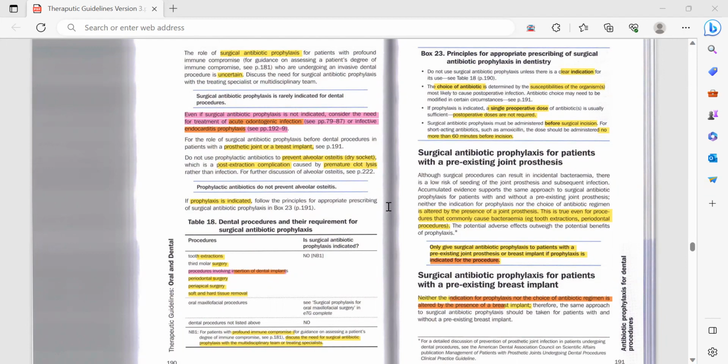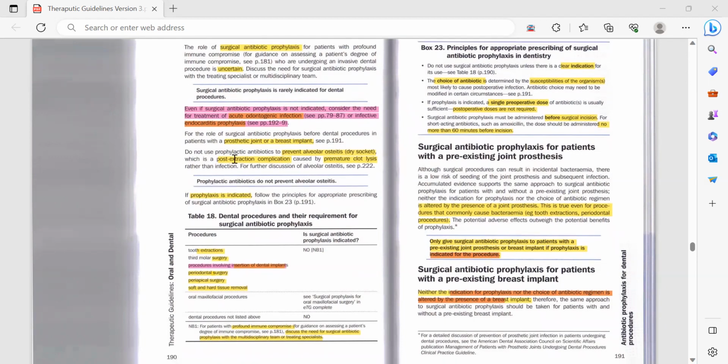Okay, and it is also a scenario in which they ask you that the patient has got a pre-existing joint prosthesis. Will you prescribe the antibiotic prophylaxis for them or not? So there is nothing that this prosthesis can change in the normal patient. So there is no need to prescribe them.